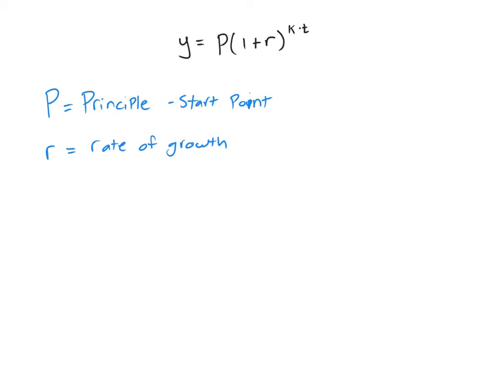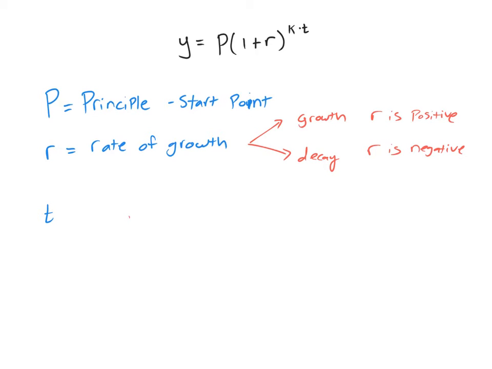And notice, and I'm going to do this here in red because I want it to be really clear, that if it's growth, the number for R is going to be positive. If it's decay, R is negative. And we're going to do some examples using this exact model because it is a challenging concept to understand.